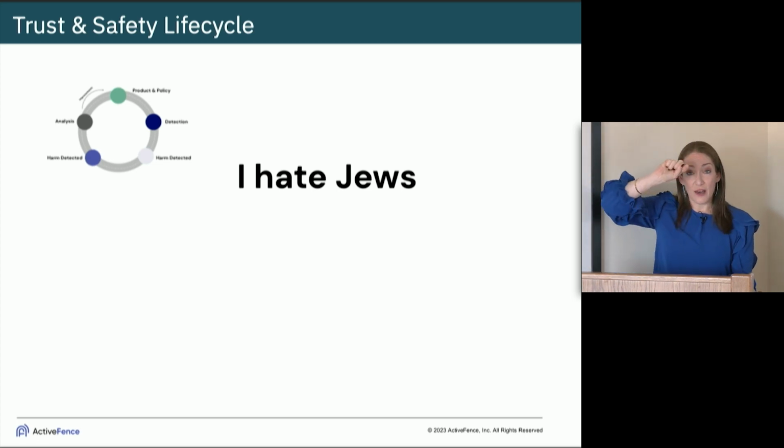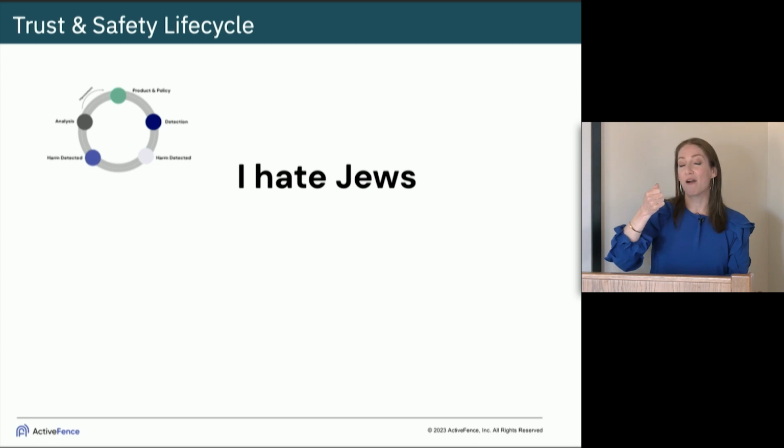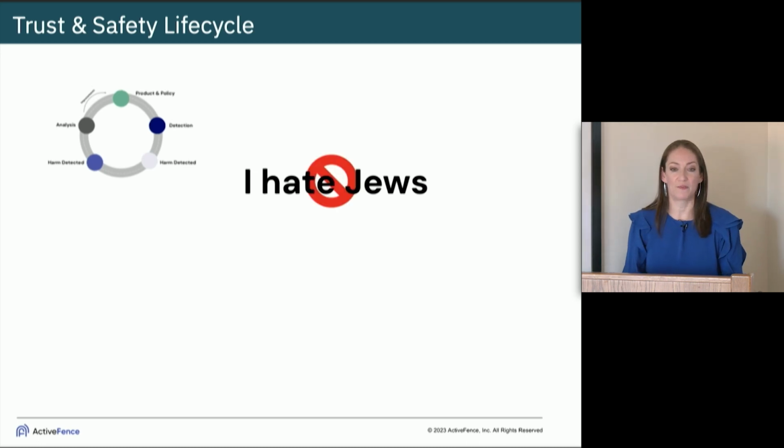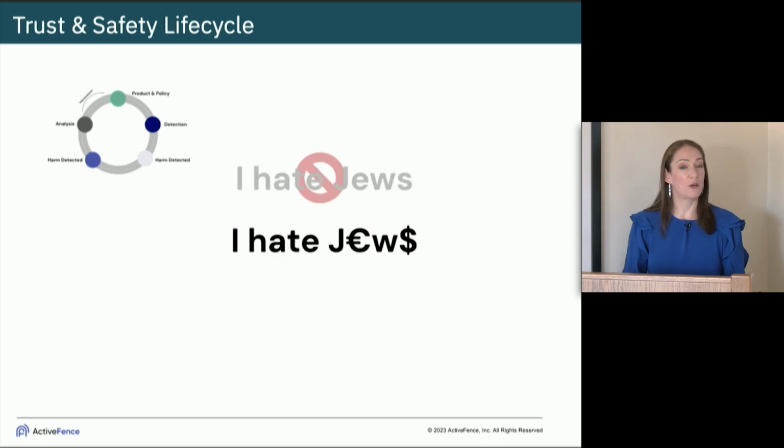So catching the harm was easy, we enforced against it. Most probably we don't have to improve the policy or the product, and if yes, we will do so. So we removed it. What about this?